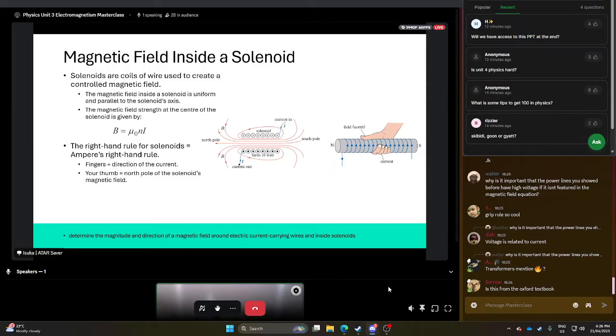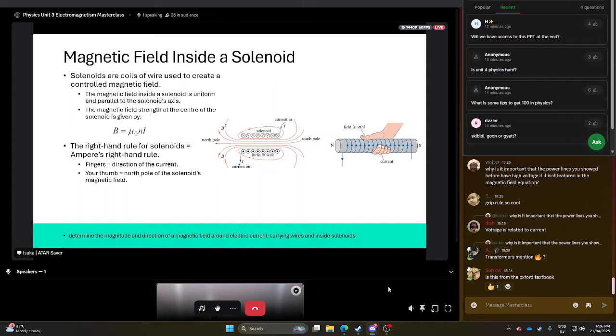So yes, it is from the Oxford textbook. Yes. So I got a lot of the images from there. That's what I used as well.